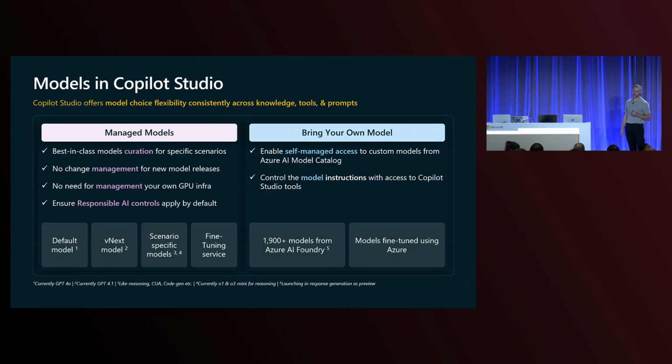With Bring Your Own Model, we're bringing access to the entire Azure AI model catalog, providing customers with access to over 1,900 models available in Foundry. In this offering, customers have to self-manage the access, deploy the model in Foundry, and then bring them to Copilot Studio. Here, customers have to manage their GPU infrastructure and their AI controls and instructions.